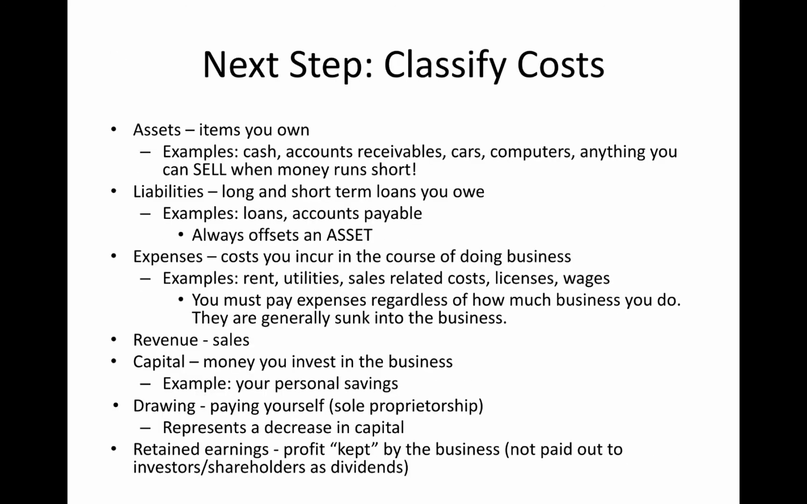Your revenues are another word for sales. Capital is the money that you invest in the business. So if you take $500 of your personal savings and put that in the business, then that's capital. Drawing is money that you pay yourself. So when you take money out of the business as a sole proprietor, that's actually referred to as a draw. That represents a decrease in capital. If you're incorporated, you would take the money out as dividends, or you might perhaps pay yourself a wage.